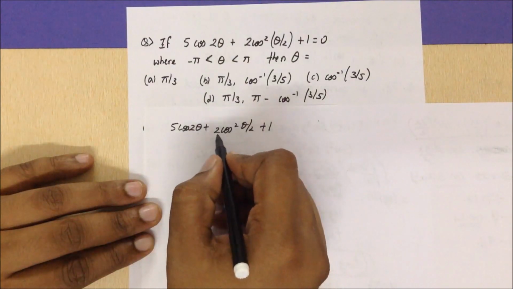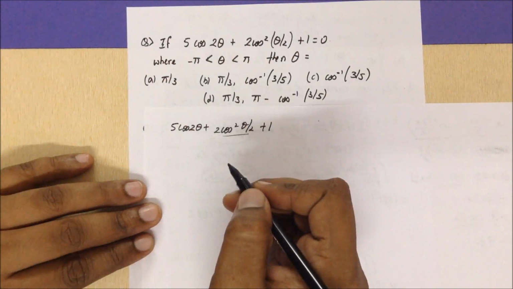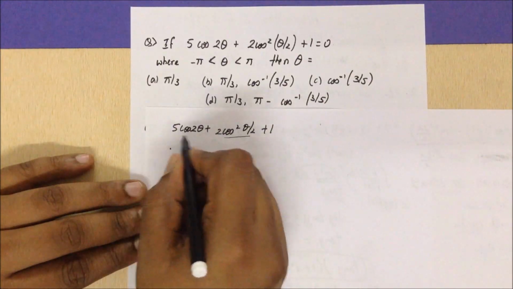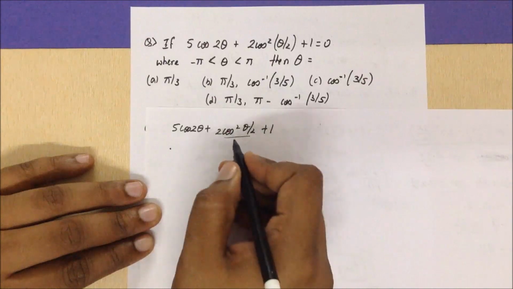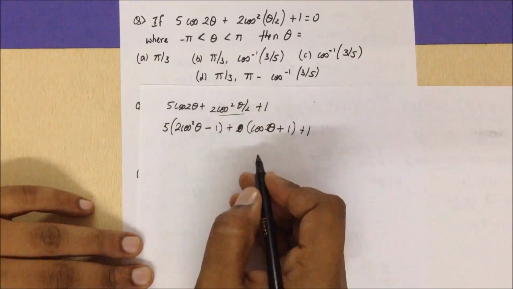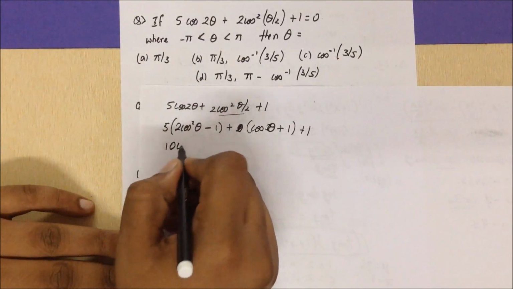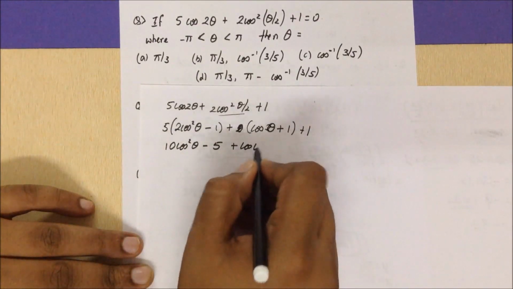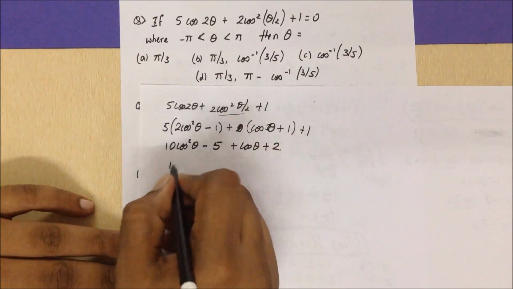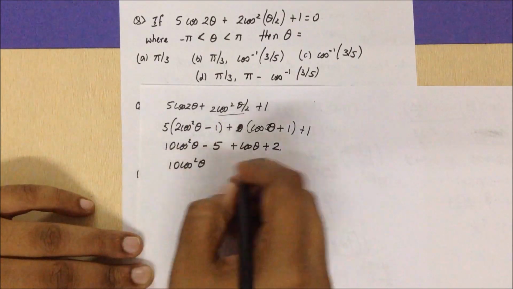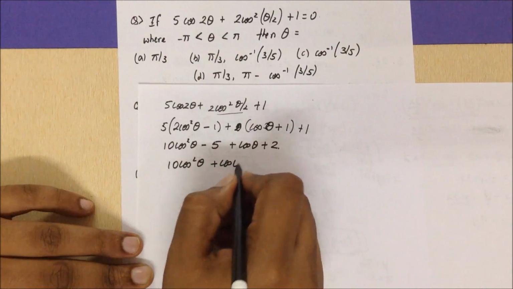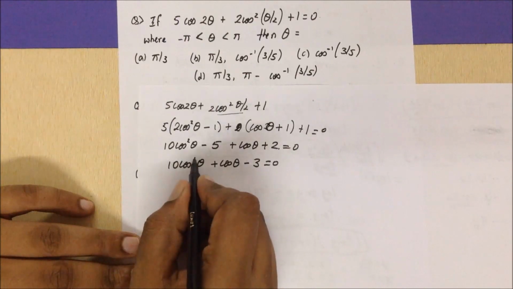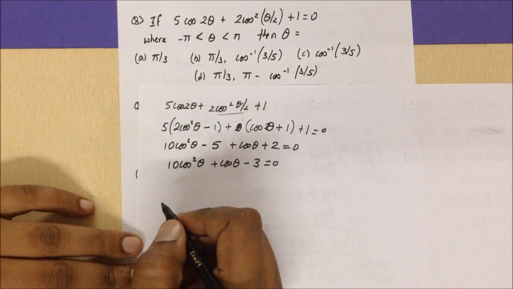Now in this, what I can do is I can change my cos square theta by 2 using the half angle formulas. So what I will be getting is this cos 2 theta, I'll be changing it to the double angle formula. So opening the brackets, I will be getting this as 10 cos square theta minus 5 plus cos theta plus 2. So that's going to be 10 cos square theta plus cos theta minus 3 equals 0. So what I have got is, this is my quadratic equation in terms of cos theta.